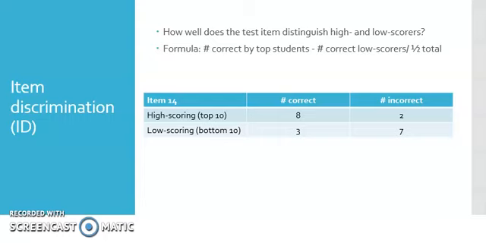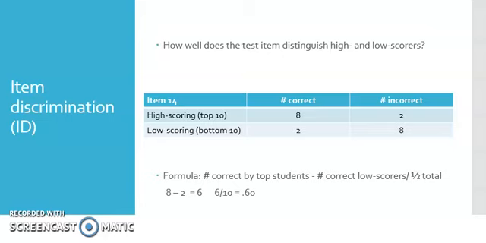Let's look at this example. Using that formula, we have 8 students in the top 10 that got it correct, minus 2 students in the bottom 10 that got it correct. That equals 6. And then we have 20 students we're considering. We're going to cut that in half, and that's 10. So 6 divided by 10 is 0.60. So the item discrimination for this hypothetical test item 14 is 0.60.